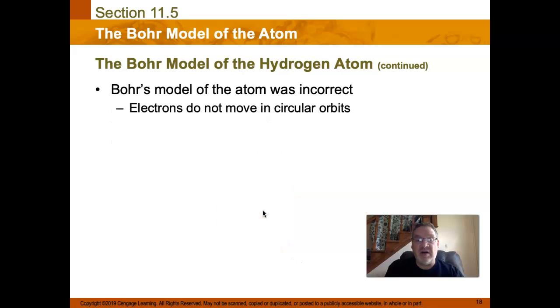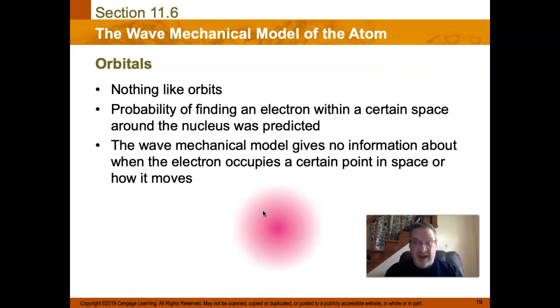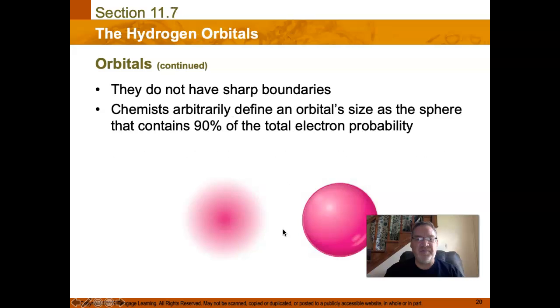Bohr's model was a good start, but it has some errors. The orbits are not circular. They're actually spaces, and they can vary in shape. In the model, as you can see here, the electron is going to be in this certain area of space. Look at the color here: the more dense the color, the more likely we're going to find that electron. They don't have sharp boundaries. We can have orbits that look like a sphere, and orbits that look like a pinched-in balloon that we're going to see here in a little bit.